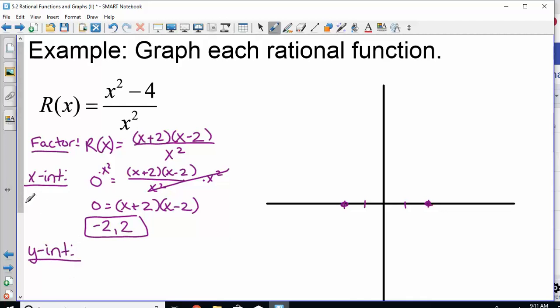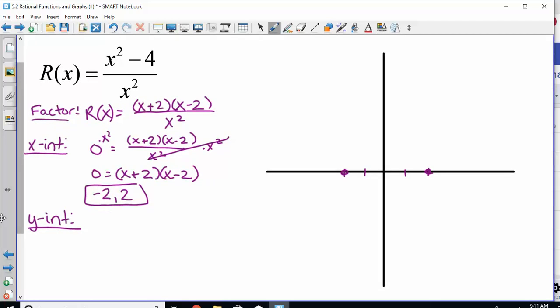How do you find a y-intercept? Plug 0 in for x. You could do it at the original, you can do it on your factored form. It doesn't matter. Can you have negative 4 divided by 0? So what does that tell me about the y-intercept? Not 0, none. We don't want to say that we cross the y-axis at 0, we want to say we don't do it at all.